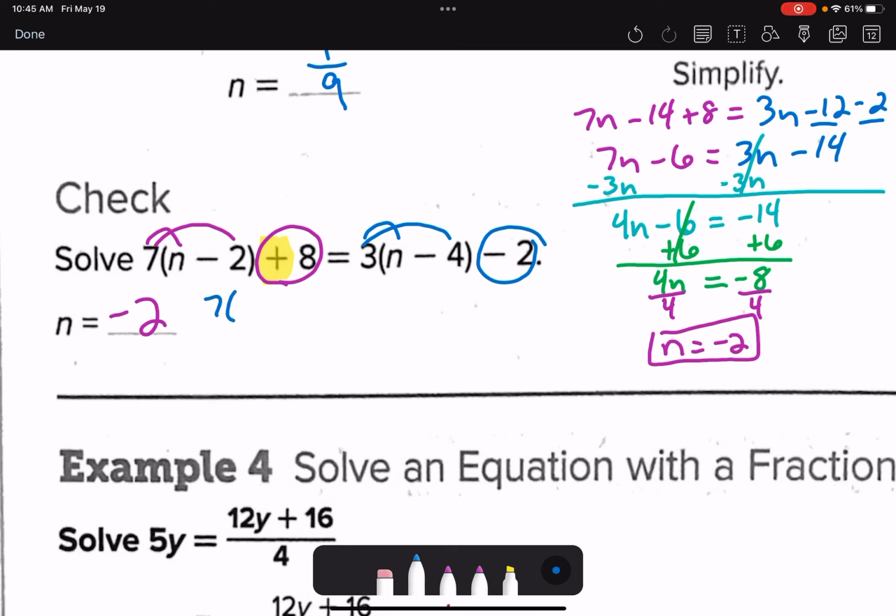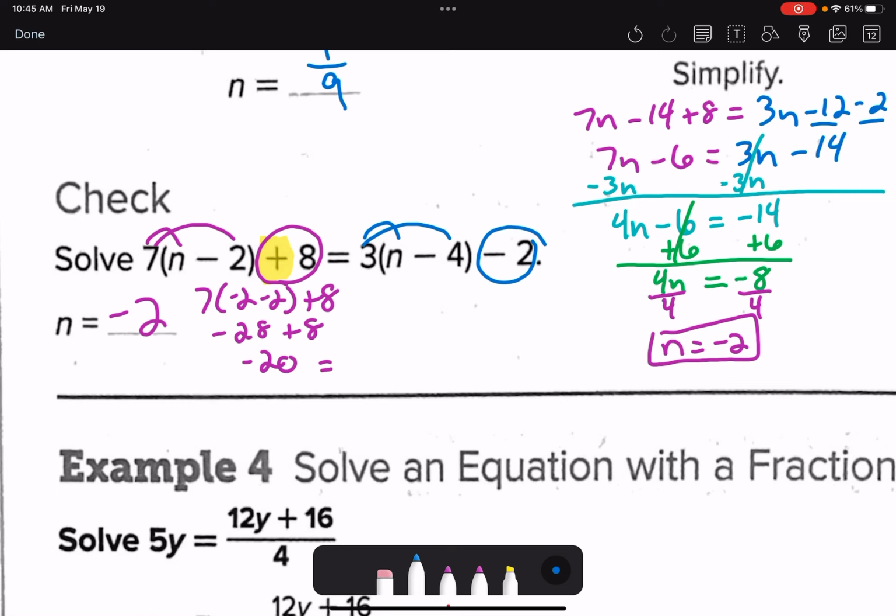So I have 7 times negative 2 minus 2 plus 8. Let's solve this side first. All right, let's go ahead and plug it into the left side first. So I'm going to have 7 times negative 2 minus 2 plus 8. Negative 2 minus 2 is negative 4. 7 times negative 4 is negative 28. Negative 28 plus 8 is negative 20. So that's what I need to test the other side against, okay?